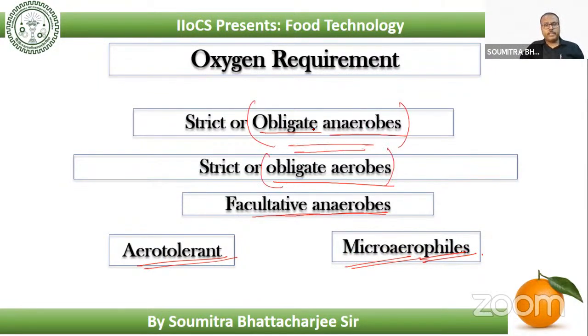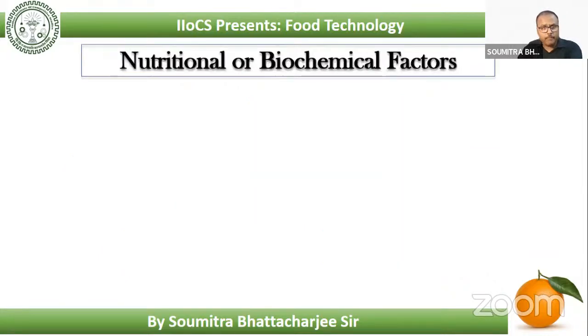Obligate anaerobes means these organisms are strictly anaerobic in nature. Obligate aerobes are those organisms which are strictly aerobic in nature. Facultative anaerobes are actually aerobes, but they can live in an anaerobic environmental condition also. Aerotolerant organisms are capable of living in the air. And microaerophiles always require minor or trace air components.